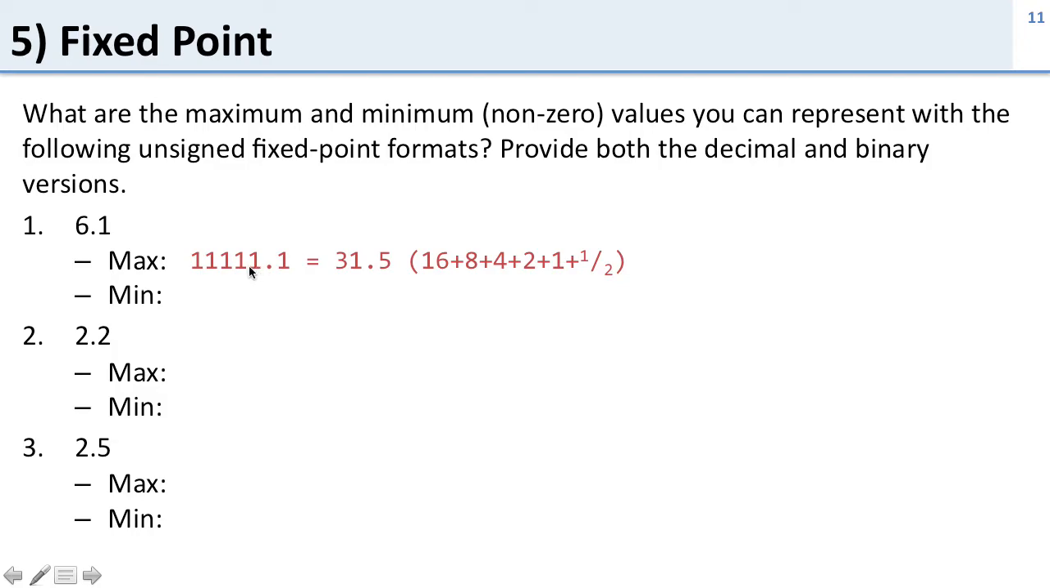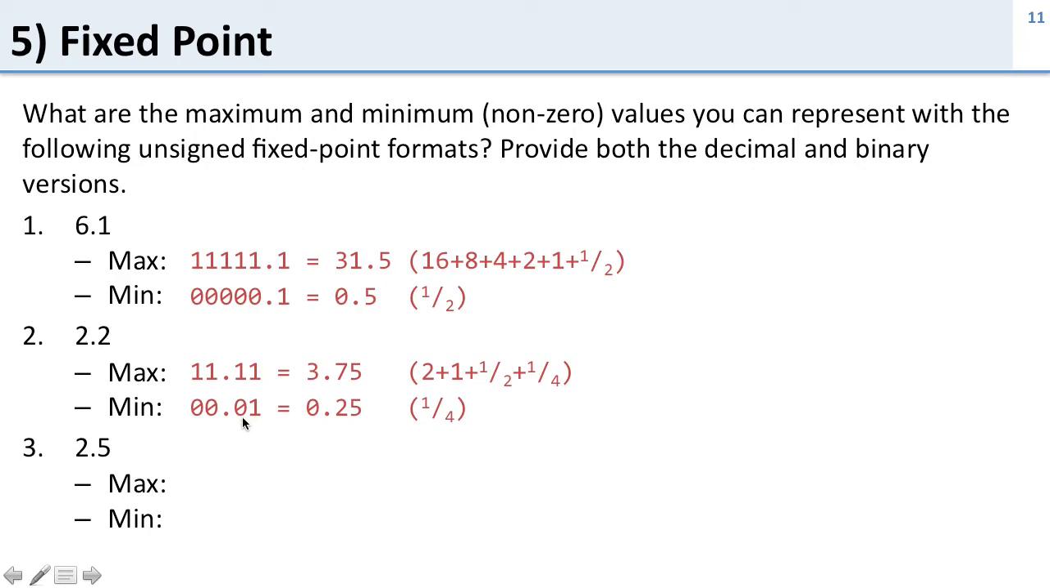Now the minimum value is going to be if I set all these first ones to 0 here. So 0000.1, and this is just a half. So with a 6.1 format, I can represent numbers from 31.5 down to a half with a precision of 1/2. Let's take a look at this 2.2 format. So the maximum here is also 11.11, so all ones. But now we interpret this differently. This is 2 plus 1 plus a half plus a quarter, or 3.75. The minimum value is also going to be if I do 0, 0, 0, and then a 1. So 0, 0, 0, and 1 is now 0.25. So this is just a quarter that I add in here.